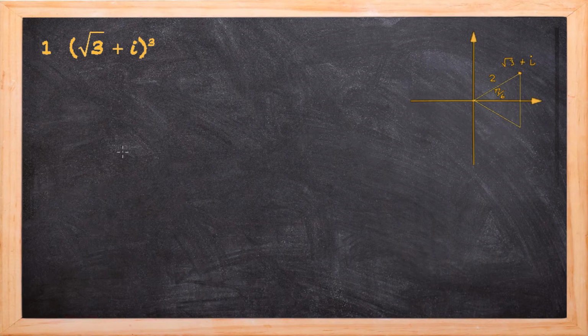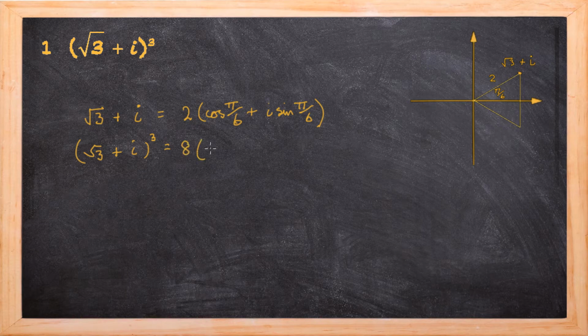So let's tackle this question. We take the Cartesian form, √3 + i, and change it to the polar form: 2(cos π/6 + i sin π/6). And we're raising √3 + i, that Cartesian form, to the power 3. So the whole of that gets raised to the power 3. 2 cubed is 8, and that leaves us (cos π/6 + i sin π/6) to the power 3.